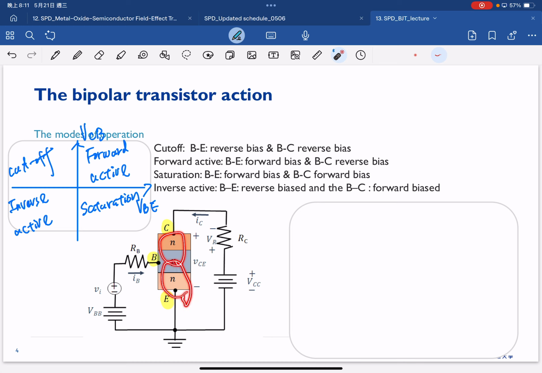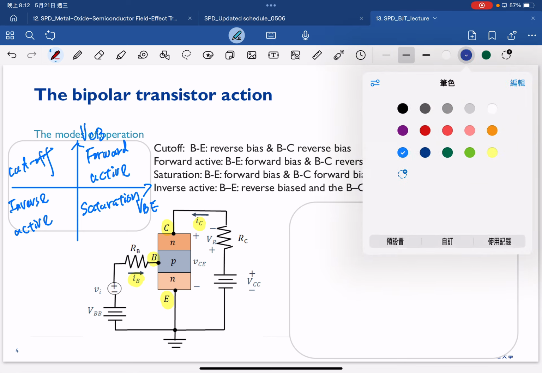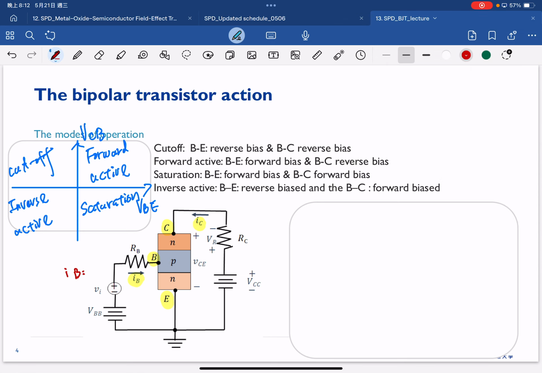So basically, when we operate the BJT, we consider whether each junction is under reverse bias or forward bias. And one of the differences between MOSFET and BJT is that the BJT is a current drive transistor. So we need to have the base current. We also have to consider the collector current. So we will use the base current IB to turn on our transistor, and that's why we consider this a current drive transistor.